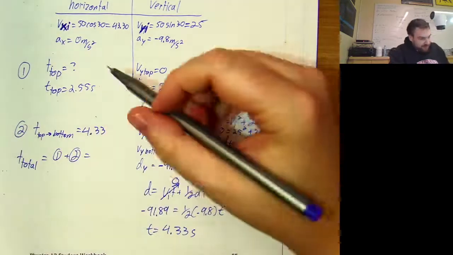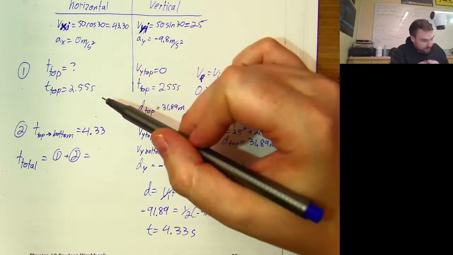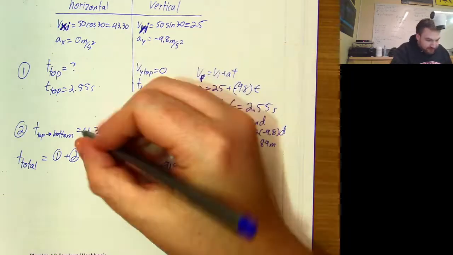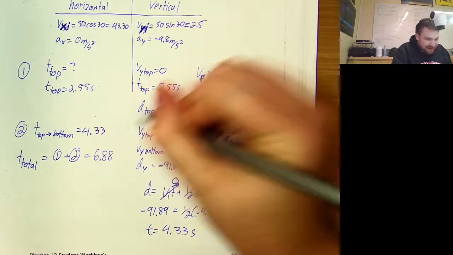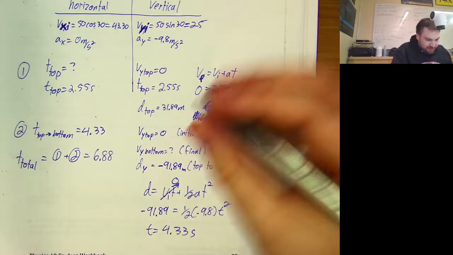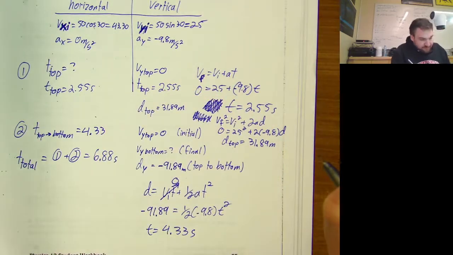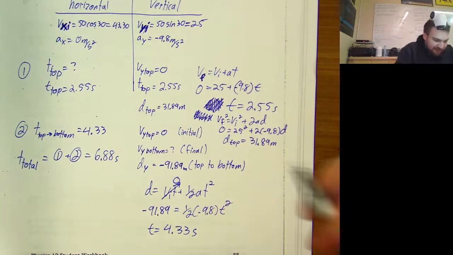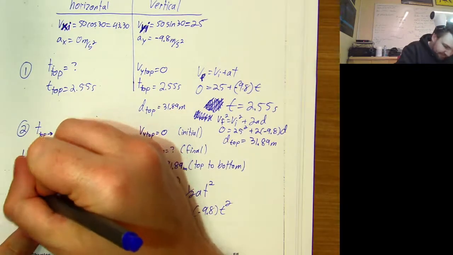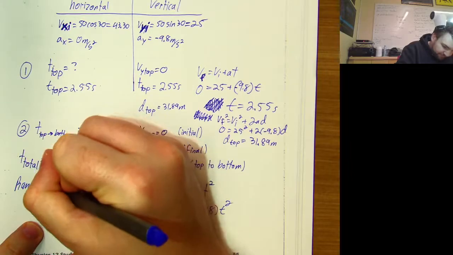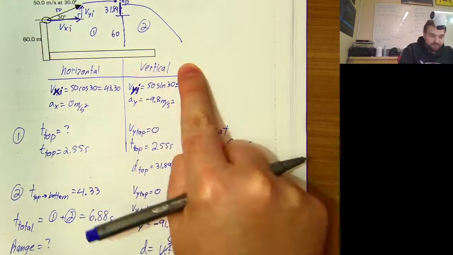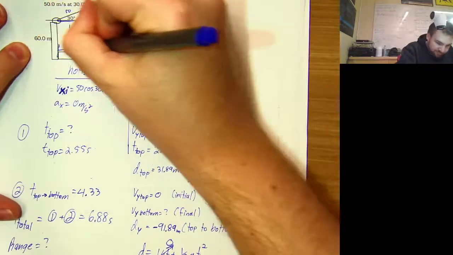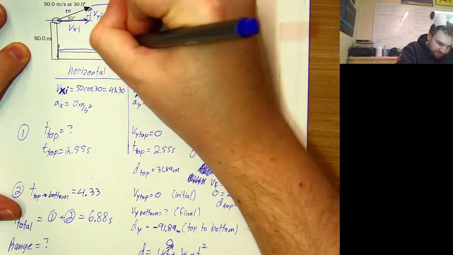That's going to give me 2.55 plus 4.33 equals 6.88. I didn't need a calculator for that. That's embarrassing. So 6.88 seconds. And I can find the range easily enough. Range is the horizontal distance traveled.